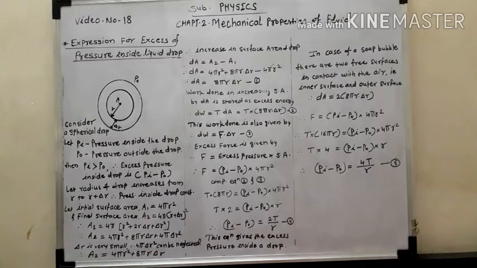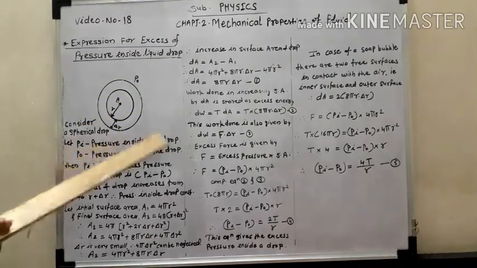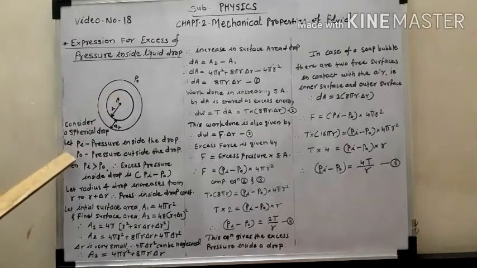First we have to draw here a spherical drop as shown in figure. This is just a dotted line. This is the pressure outside, and Pi is nothing but the pressure inside the drop. We have to consider here the spherical drop as shown in figure. This is the spherical drop. Let Pi be the pressure inside the drop, and PO the pressure outside the drop.